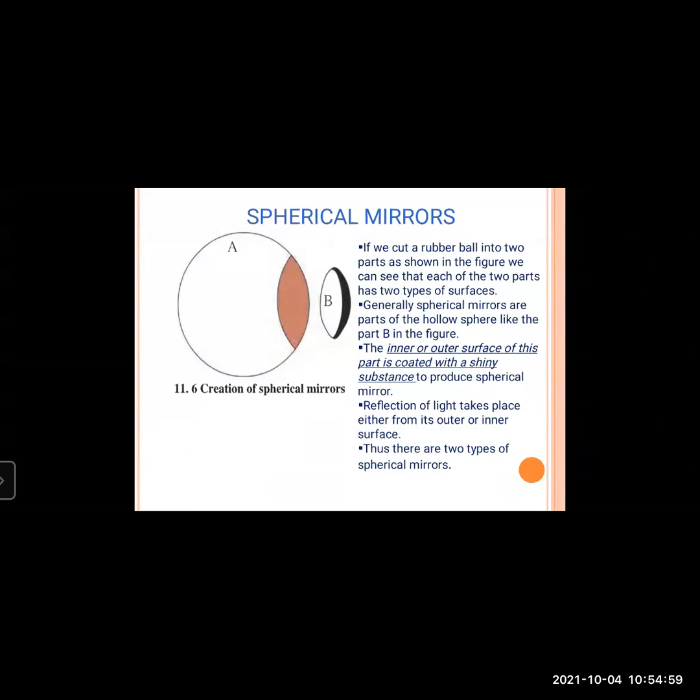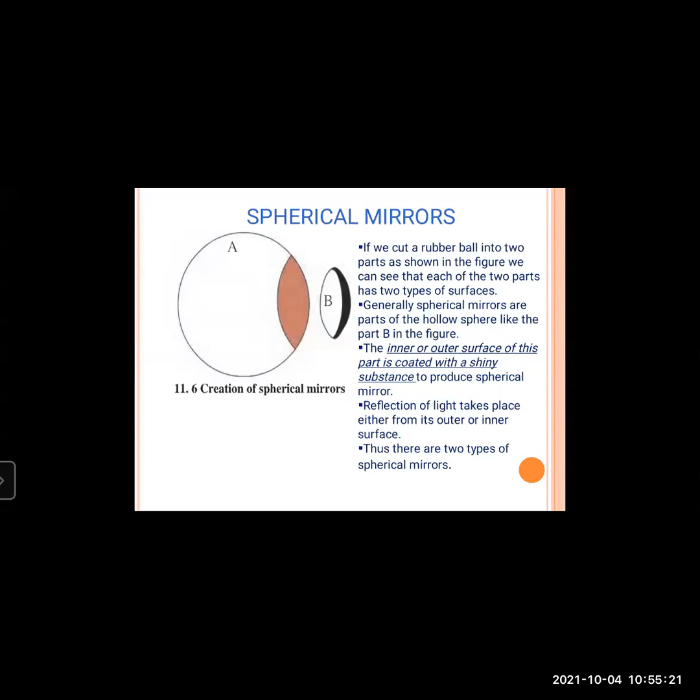Yes, we have seen that the shiny substance is present in the plane mirror also, so that it does not remain transparent like glass, it becomes opaque. These shiny substances are coated in different parts. For a concave mirror it will be coated inside, and for a convex mirror it will be coated outside.